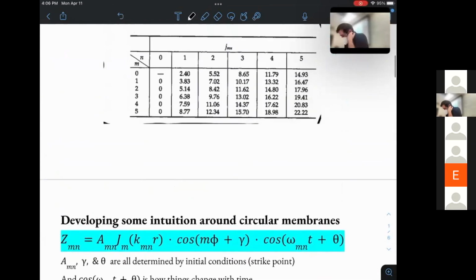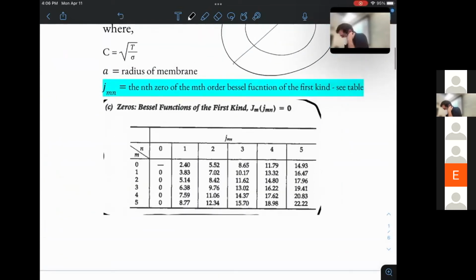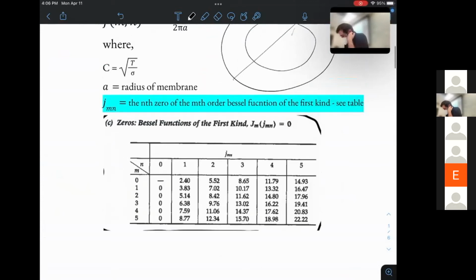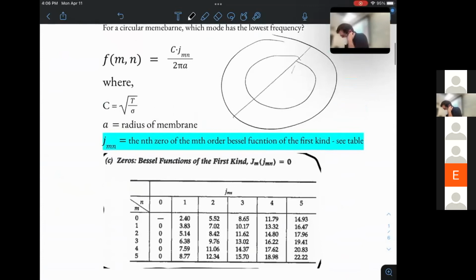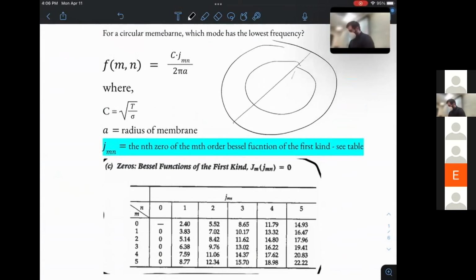So we'll look at this in a second, but I think N is going to determine the circles and M is going to determine the radial nodal lines, right? But there's a part in the notes where it's like, the number of your N is how many circles you have, and the number of your M is how many lines you have. And that's not quite true unless you count the outer edge as a nodal circle. So just be careful with that.